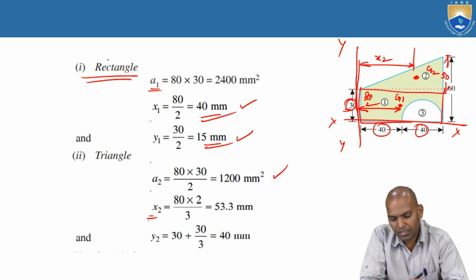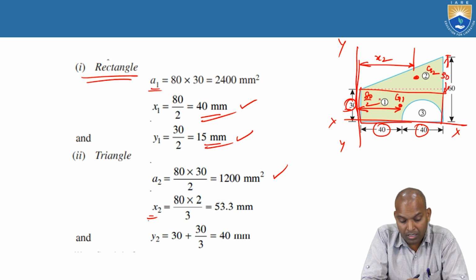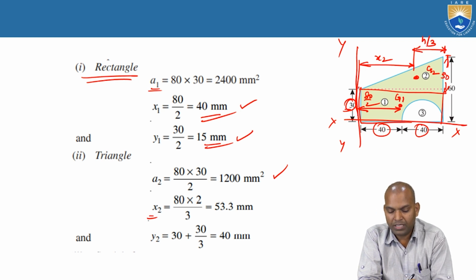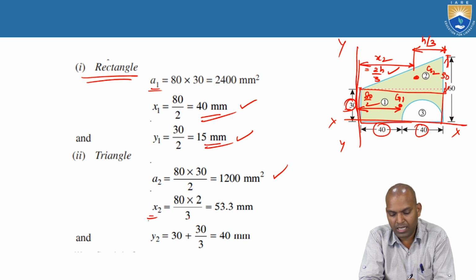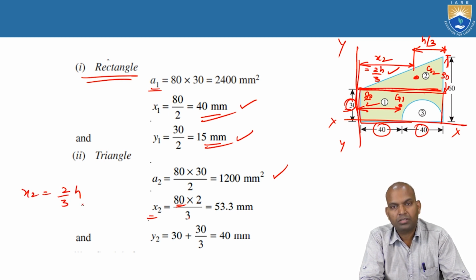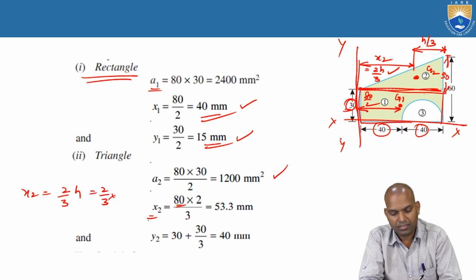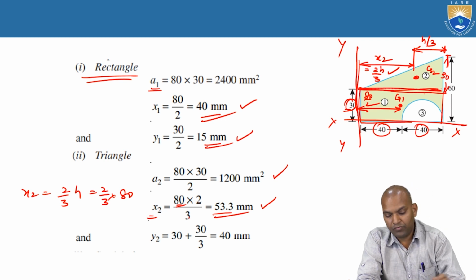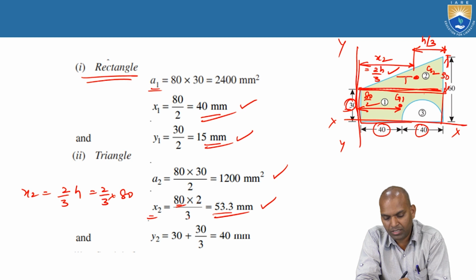What is that X2? X2 equal to h by 3. From this apex we are considering, that means 1 minus h by 3, that is 2h by 3. That is 2 by 3 times, what is the h? This is the height, that is 80 millimeters. That is x2 equal to 2/3 h, 2/3 times 80. That's 53.3 millimeters. What about y2? y2 from distance, from here to here, base.